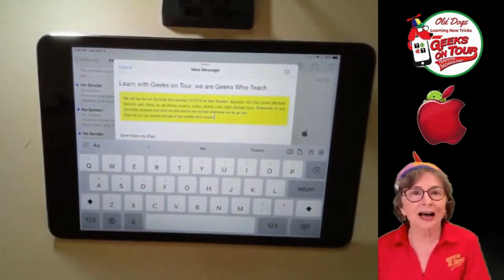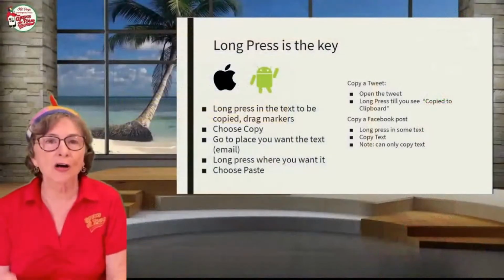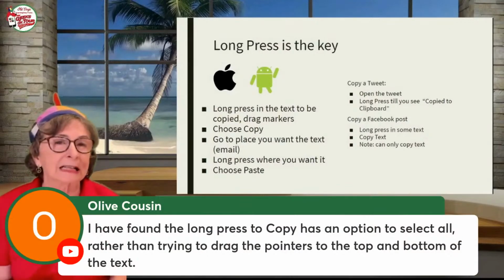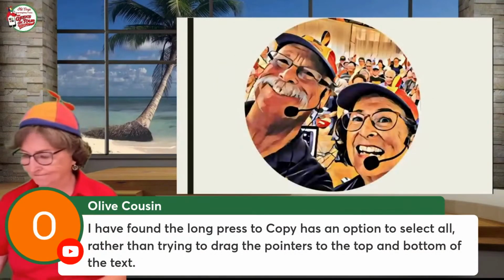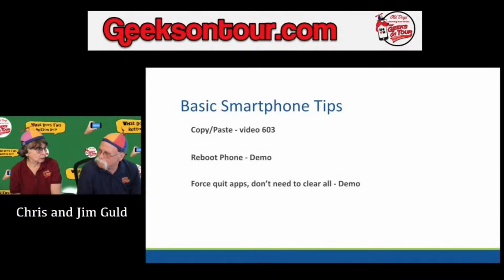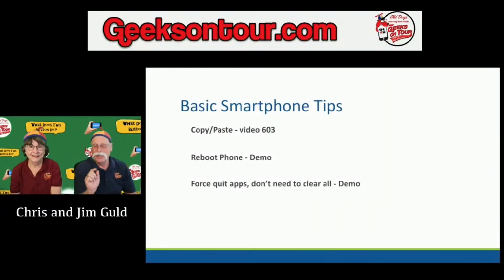So that is copy and paste. Long press is the key. Long press on phones is kind of like a right click on a computer. I think long press is when your tap doesn't work and scrolling around doesn't work, and double tap doesn't work, try a long press. It has lots of uses in a lot of different places. So cool, and copy and paste.